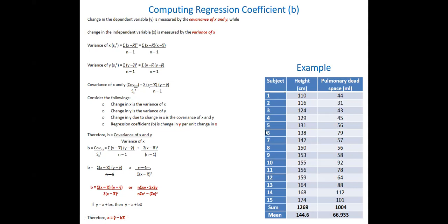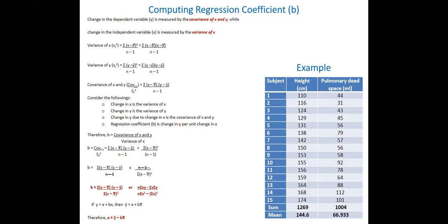Now, we know that one variable depends on the other. So what we are interested in is how Y varies as X varies. To measure whether the change in Y is due to X, the only way is to look at their covariance, how they covary together. Whereas change in the independent variable, which is X, is measured by the variance of X. Can you see that?